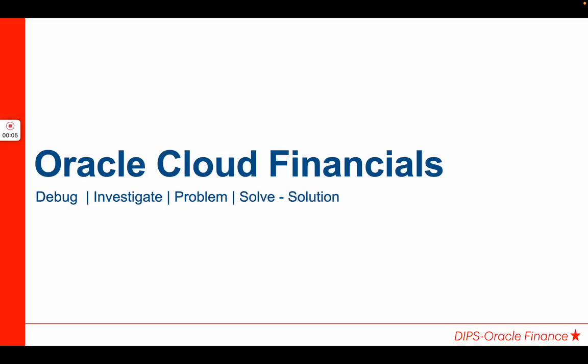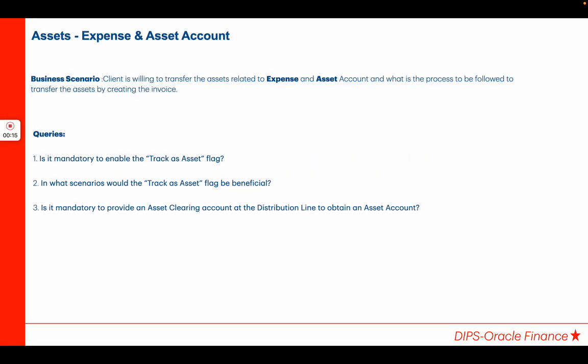Yeah, hi, hello everyone. Today we'll be discussing one more topic in Oracle Cloud Financials related to assets. The business scenario is that the client is receiving some account types related to expenses and some account types related to assets, both of them. So he needs to understand how asset related and expense related accounts will be created and then transferred to the asset for further process.